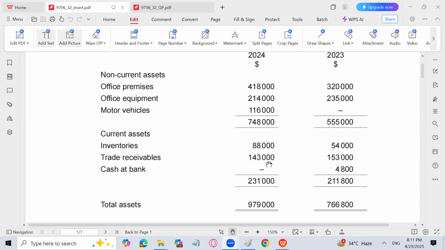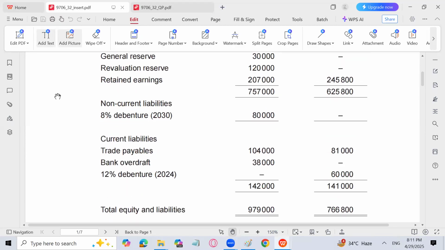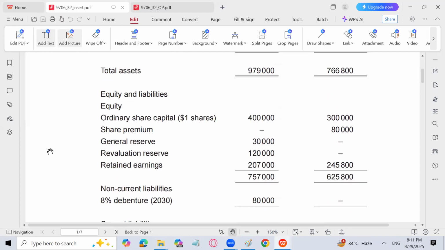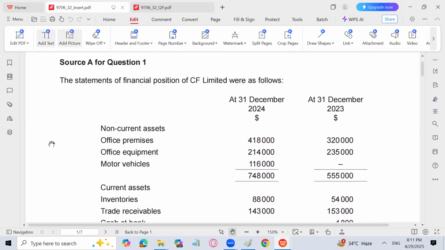Today we are going to solve a question from A2 Accounting and the topic is cash flow statement. A2 Accounting 9706 cash flow statement, and this question of cash flow statement has come in February March 2532. It has recently come in the last month. So let's talk about the question.